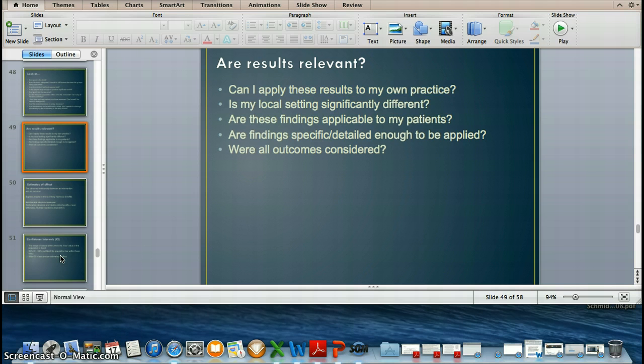Are the results relevant? Again, essentially you want to know, can you apply these? So you'll look at, can I apply these results to my own practice? Is my local setting significantly different? Are these findings applicable to my patients, and are they specific or detailed enough to be applied? Were all outcomes considered?